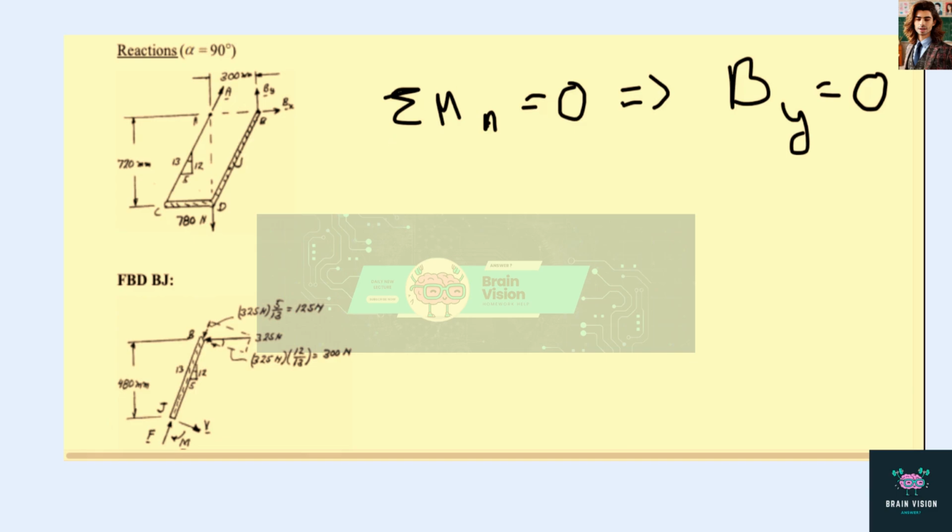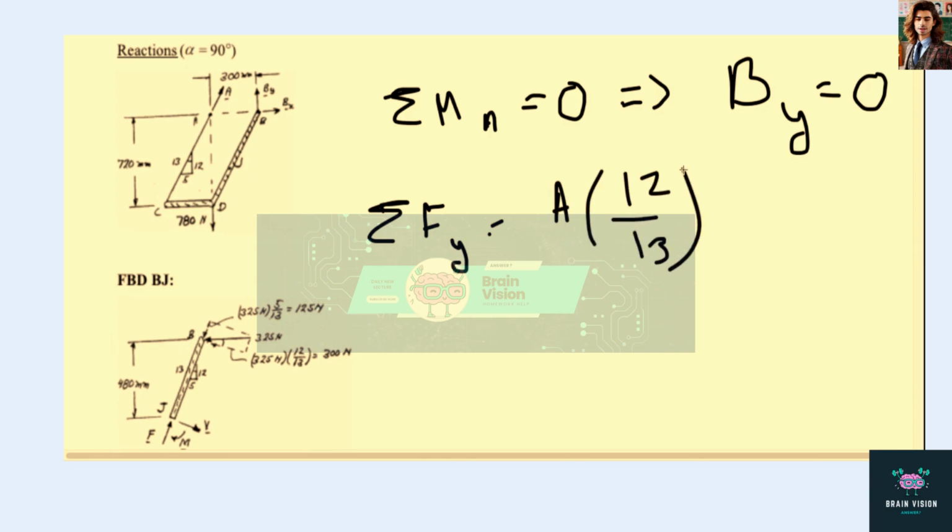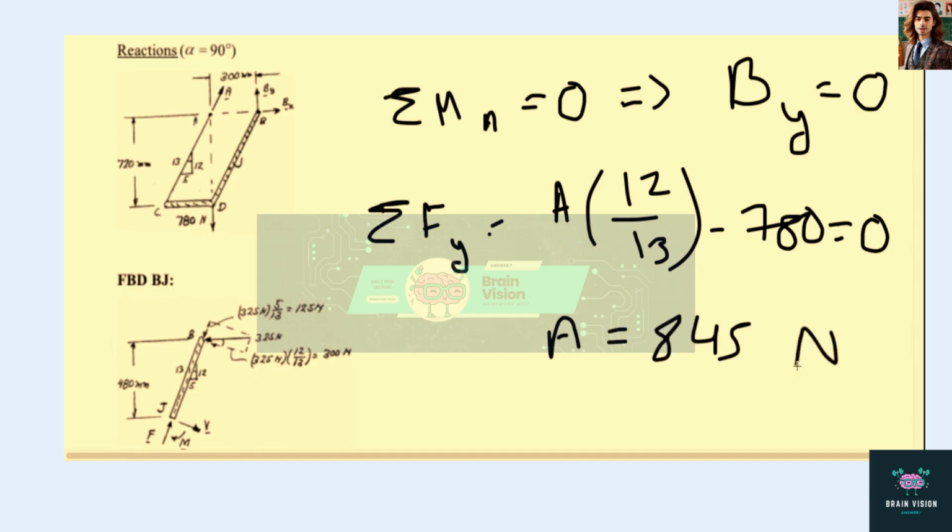To find A, we say that the net force in Y equals A times 12 over 13 minus the 780 at the bottom, which equals 0, the 12 over 13 coming from the force triangle. So A equals 845 newtons.